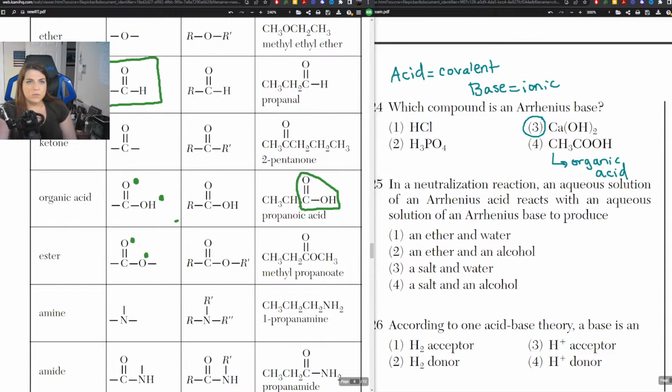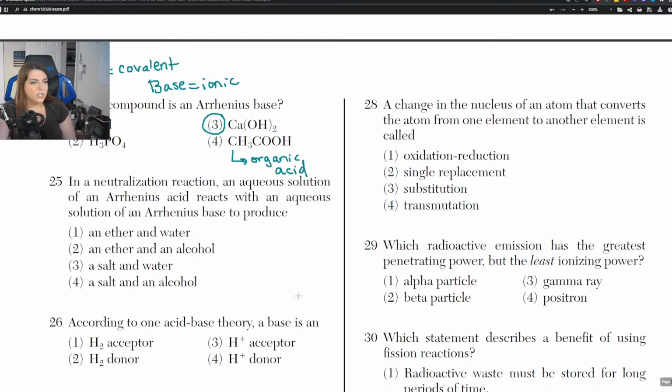In a neutralization reaction, an aqueous solution of an Arrhenius acid reacts with an aqueous solution of an Arrhenius base to produce salt and water. Those are the products of every neutralization reaction. And I will show you. We will have something like, let's do HBr, hydrobromic acid, and let's react that with sodium hydroxide.